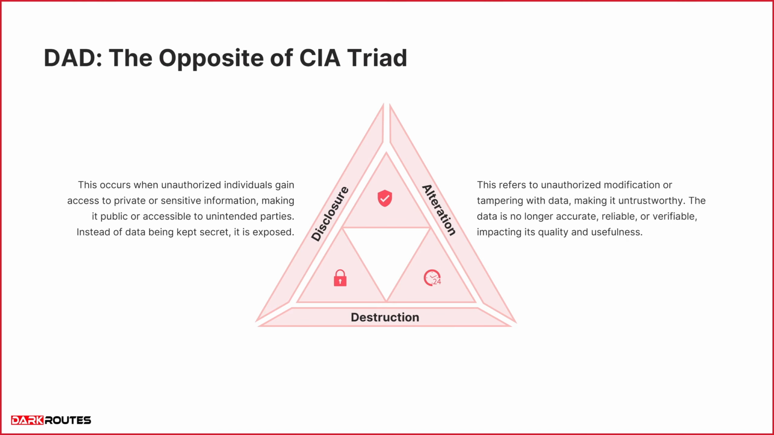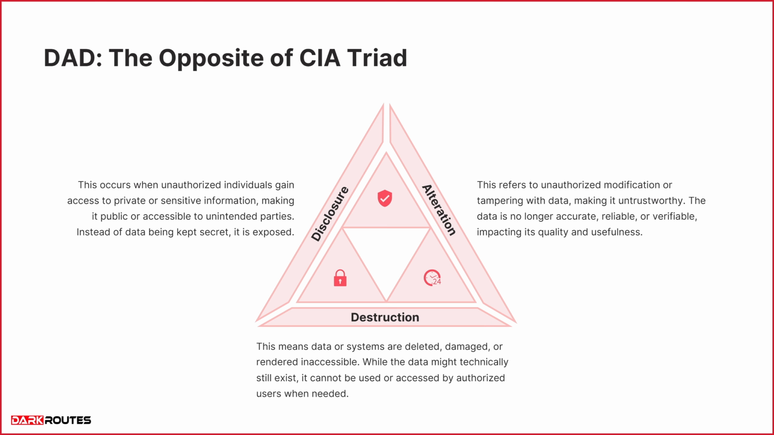And lastly, we have destruction, the loss of availability. Destruction means data or systems are deleted, damaged, or made inaccessible. It could be due to malware wiping out the files, a fire destroying the data center, or even a ransomware attack that locks your critical files and systems. This is the exact opposite of availability, because the data still exists somewhere, but you can neither use it nor access it. For example, a DoS attack that takes down the company's website during a sale is a destruction of availability.